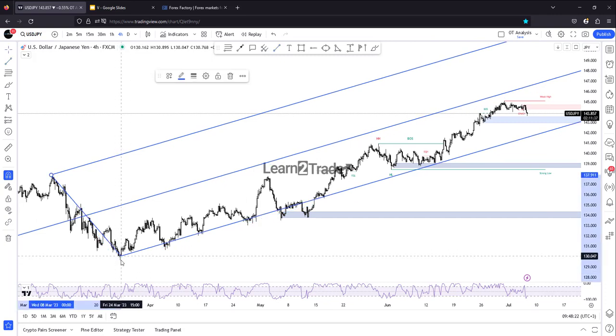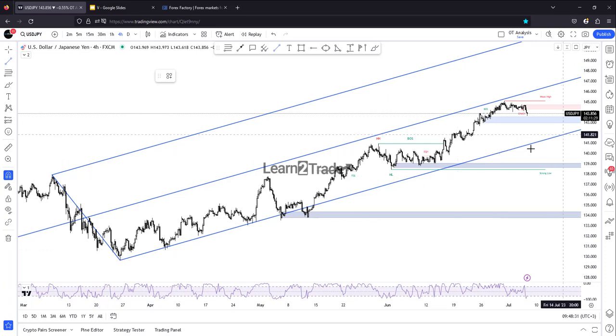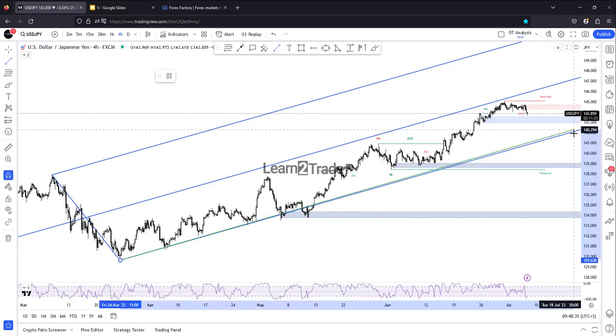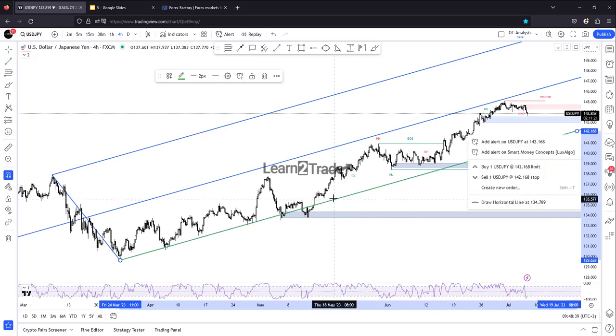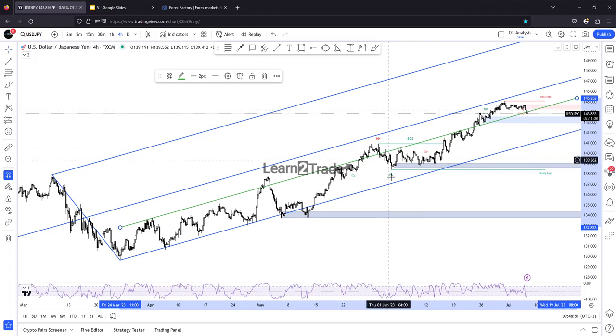One moment, because I want to put something like this. Okay, and right now I will try to use an inside sliding line, something like this, and I will take it and I will put it here. Here it's failure to stay above this inside sliding line. Right now the price challenges this inside sliding line again.